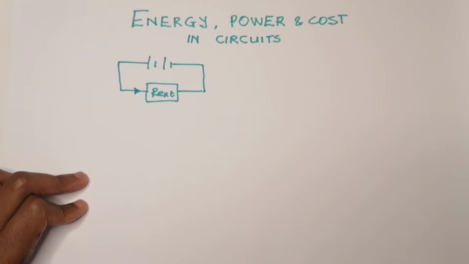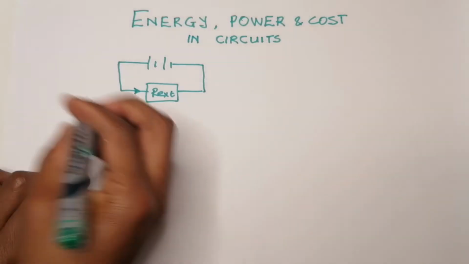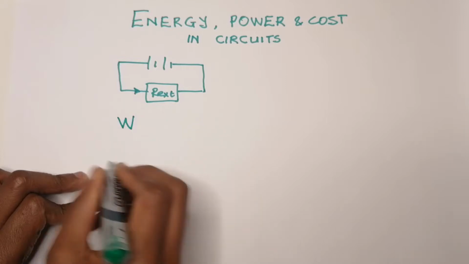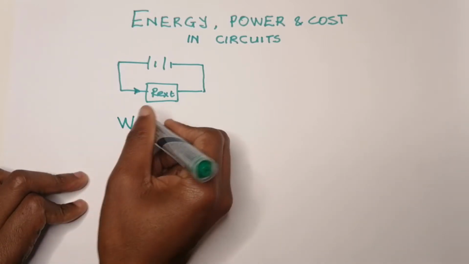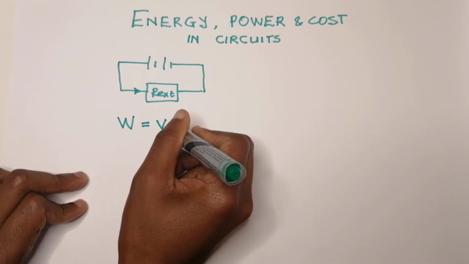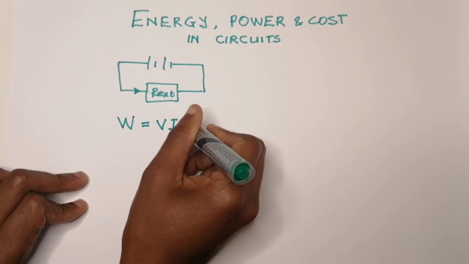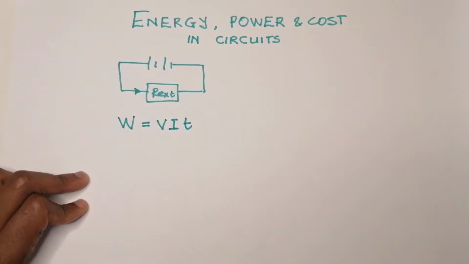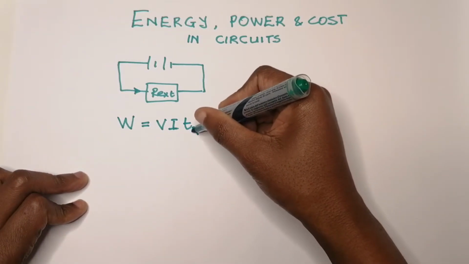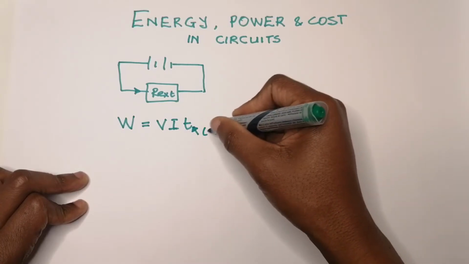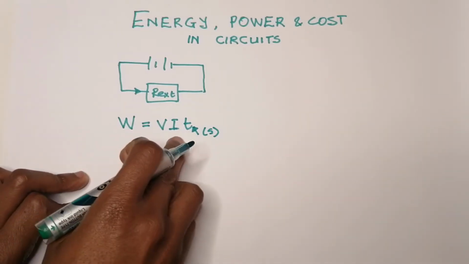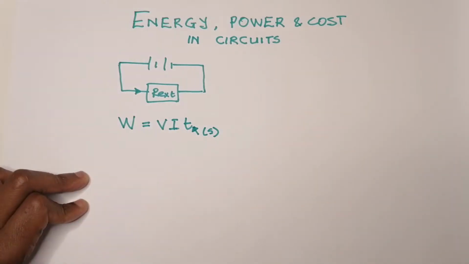Now, when it comes to energy in electrical circuits, we've got an equation that says energy, that is the work done, will be the voltage multiplied by the current multiplied by the time. I need to give a warning for this one. Please note in this case that the time is measured in seconds. So you've got voltage multiplied by current multiplied by time.